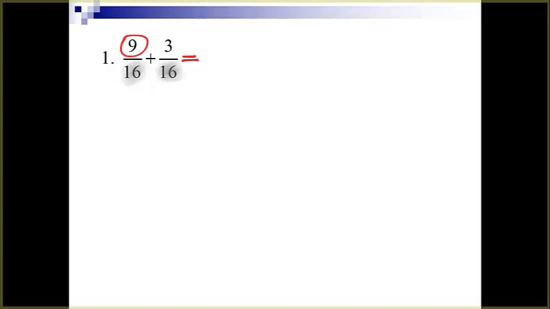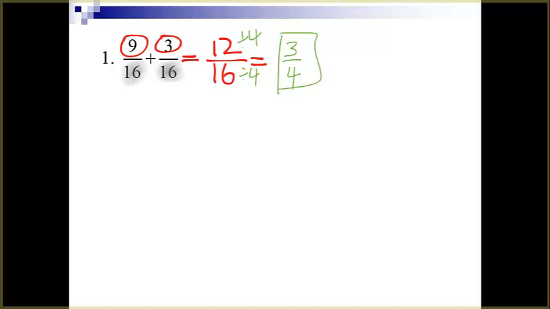So what we do is we add the tops. So we get 12 over 16. And remember, just like in elementary school, you need to make sure you reduce it so the top is divisible by 4 along with the bottom. So you get 3 over 4, and that's your final answer.